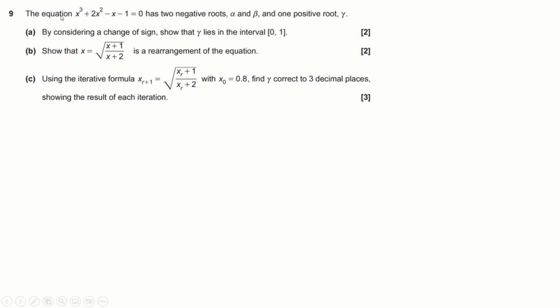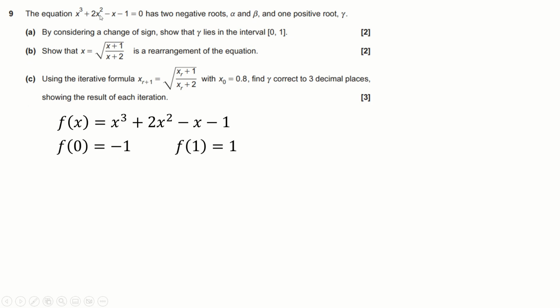Number 9 then, this is just a GCSE iteration question. To show a change of sign, just put x equals 0 into here, you get minus 1. If you put x equals 1 into here, you get 1. And that means, therefore, because it's a continuous function, it's cubic, it goes from beneath the axis at minus 1 to above the axis at 1, and so it must cross the axis somewhere in between. There's a sign change, there must be a root in between. Any words to that effect will get you the mark there.